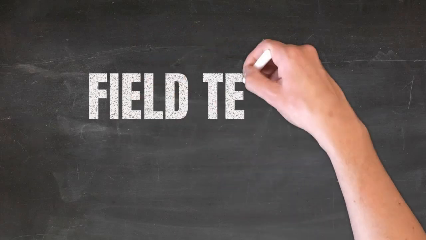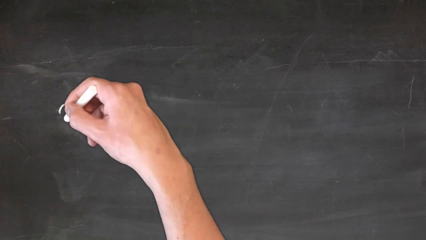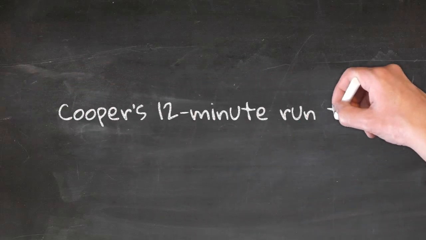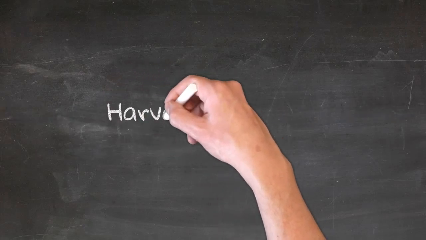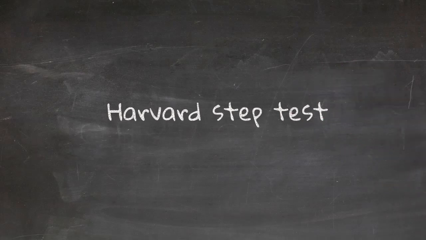Of the field tests, there are also some that are the most commonly used. Cooper's 12-minute run test. This test measures how far you can run in 12 minutes and is often used in schools and fitness assessments. Harvard step test. This test measures how quickly your heart rate returns to normal after performing a set of step-ups on a bench.